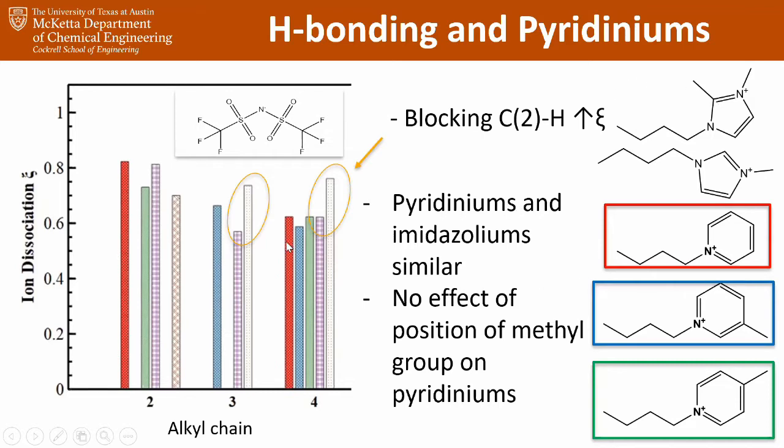The other thing that's shown on here are just three different versions of the pyridinium. One where you've got a methyl in the 3 position, the other one in the 4 position, and you can see that the presence and the position of that methyl doesn't really change the ionicity at all.